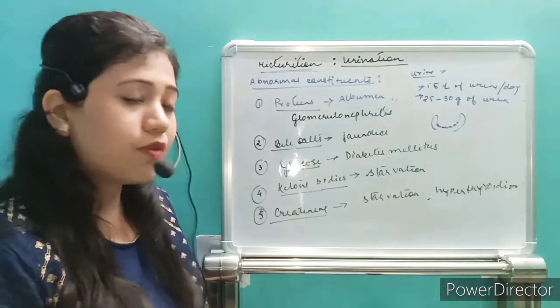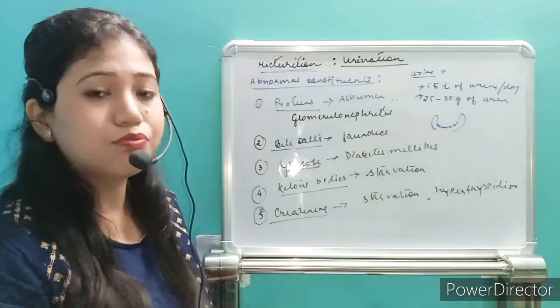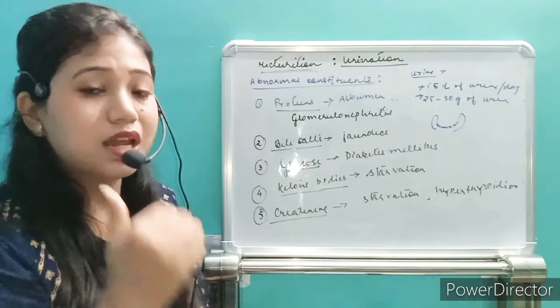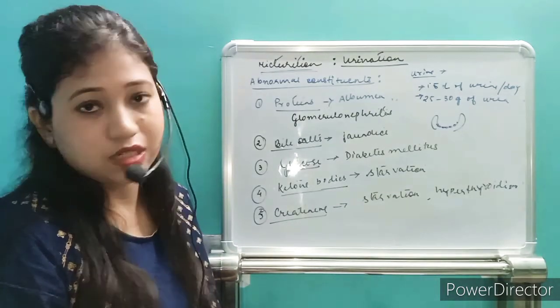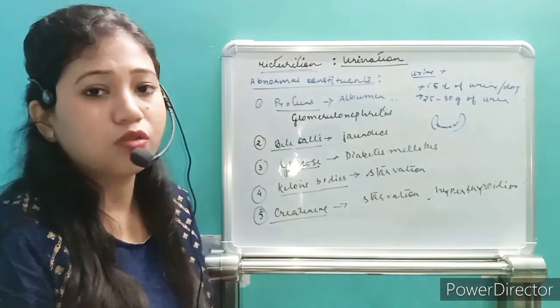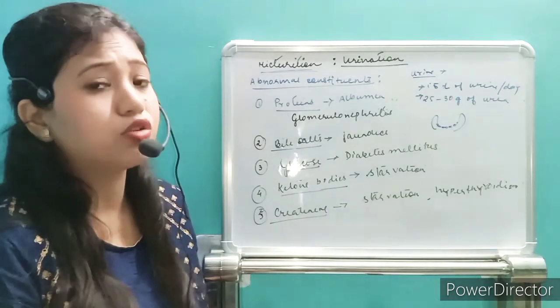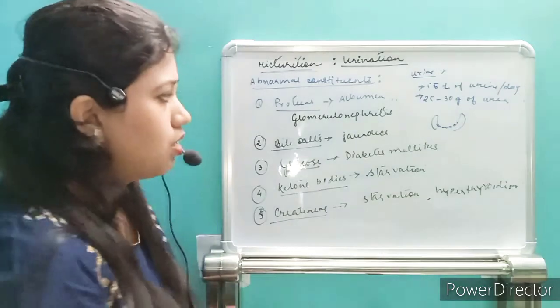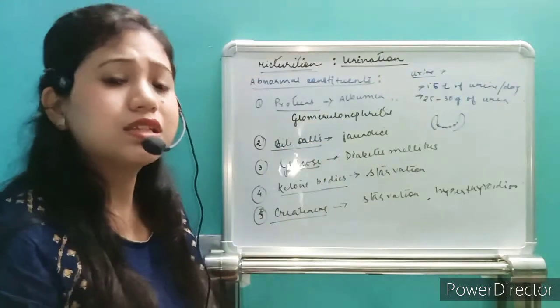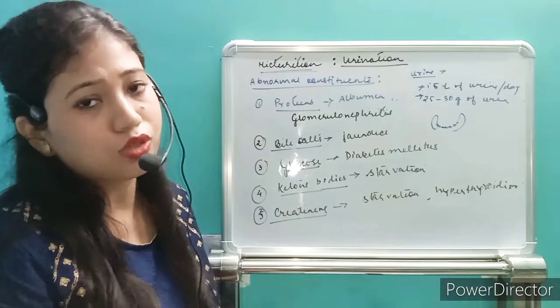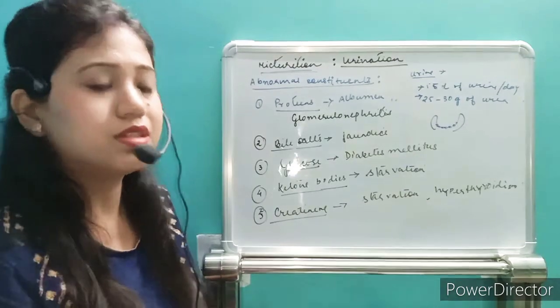But due to some conditions, if the slit pore diameter increases, then through the slit pores the albumin can also get filtered out. But normally albumin should not be filtered out. This is not a normal constituent of urine. So if this albumin is coming out, then this condition is called glomerulonephritis. It's a type of disease.